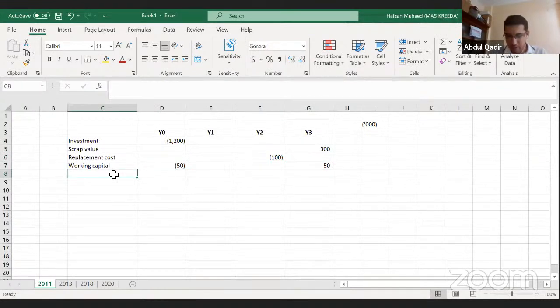What's next? Expected production is 50 television sets. Okay. What is your selling price? So you can say revenue.